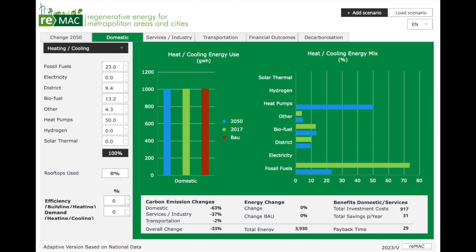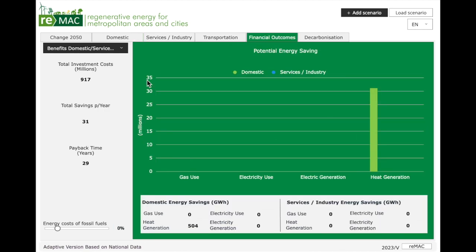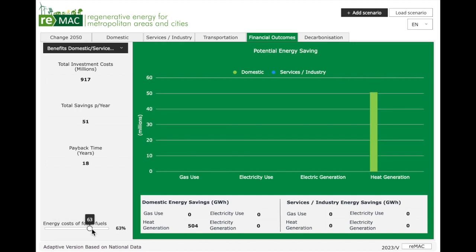In order to enter this value, we have to press the button Financial Outcomes. Here we can move the slider until it shows 75% higher fossil fuel prices. We see that the payback time has shortened from 29 years to 17 years. So when assessing a measure like installing a heat pump, you can't just look at the purchase price. You also have to consider the energy costs over the coming decades.